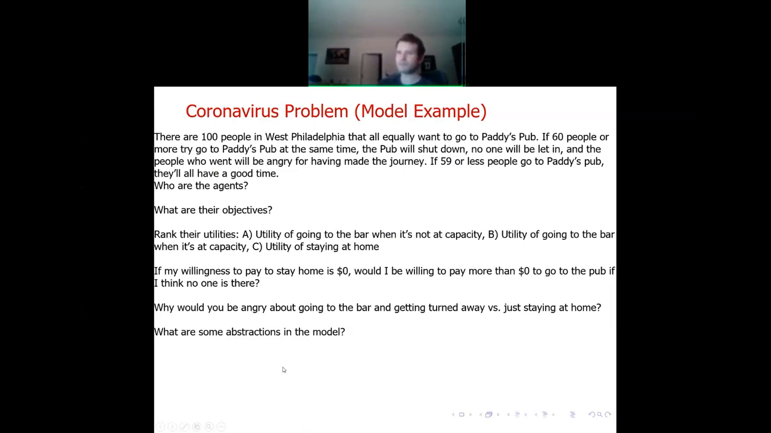Okay. What are the objectives of the agents? They're trying to have a good time. The agents are trying to maximize their utility by determining whether they should go to the bar or not. Obviously, they want to go to a bar, but if too many people go to the bar, they don't want to do that. Okay, rank their utilities: going to the bar when it's not at capacity, going to the bar when it's at capacity, staying home.